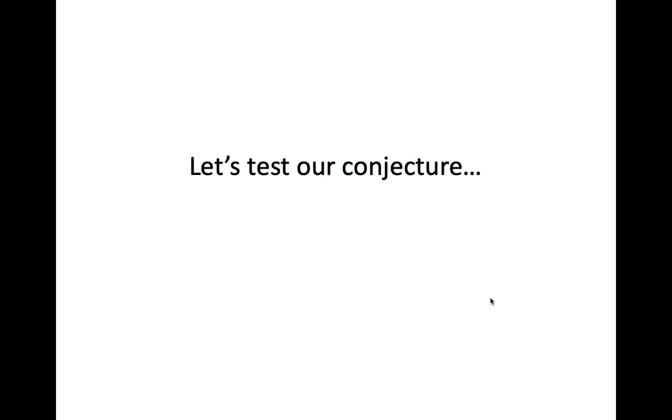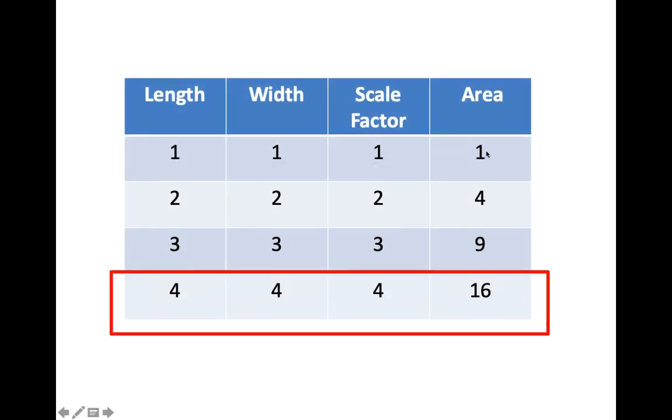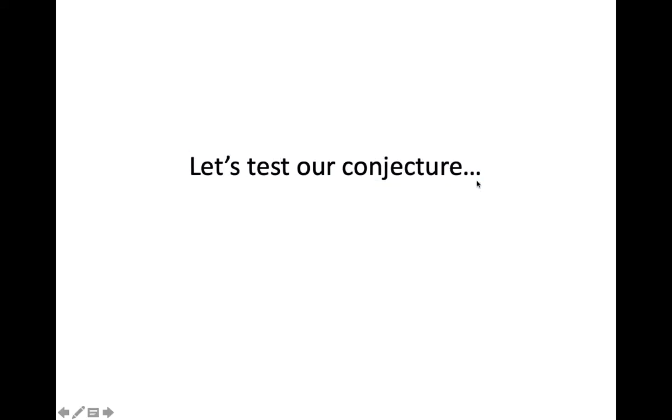So the conjecture that we make is that, if we look at this, it seems like the new area is equal to the scale factor squared times the original area. Interesting conjecture. And that's a fairly easy example. So what we're going to do is take a more complicated situation and make sure, does this conjecture actually work?